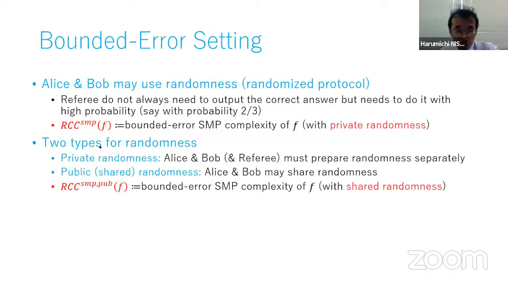On the other hand, randomness has two types. First is private randomness. In this case, Alice and Bob, and also the referee, must prepare randomness separately. On the other hand, in the public or shared randomness case, Alice and Bob have shared randomness. So in this case, we write the communication complexity using PUB.